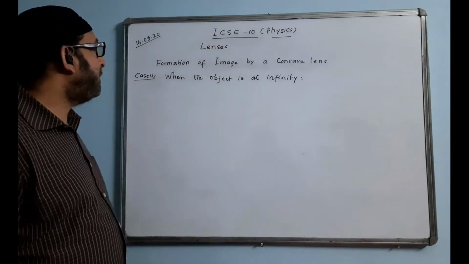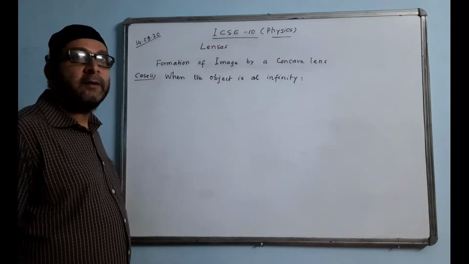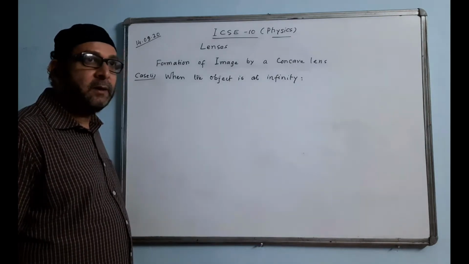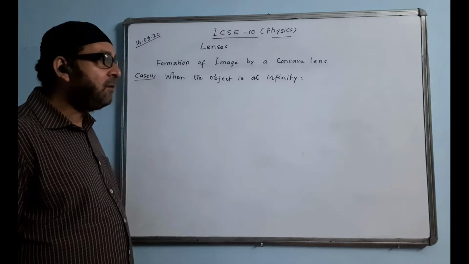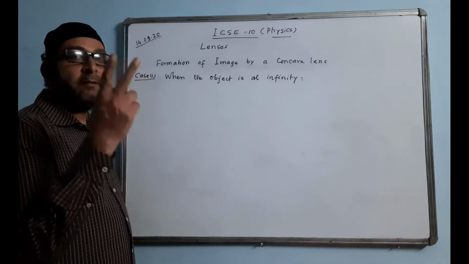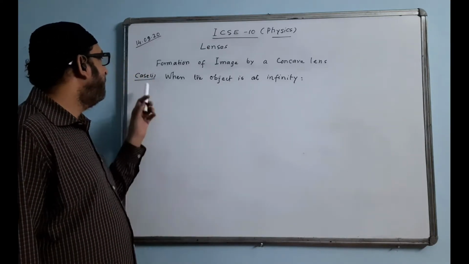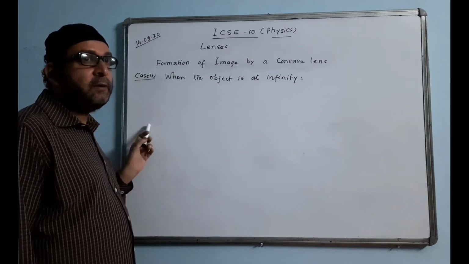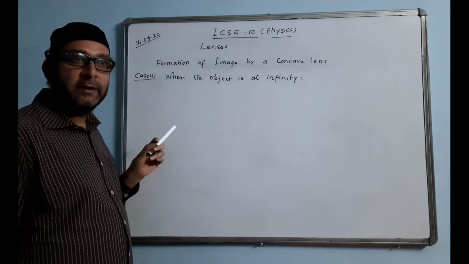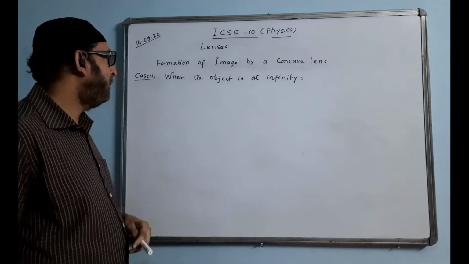Today we will be doing the case of concave lens, like yesterday we had done the cases of convex lens. Now today we are dealing with concave lens. In concave lens we have got only two cases. First case is when the object is at infinity, and case 2 is when the object is anywhere in front of the lens, anywhere other than at infinity.